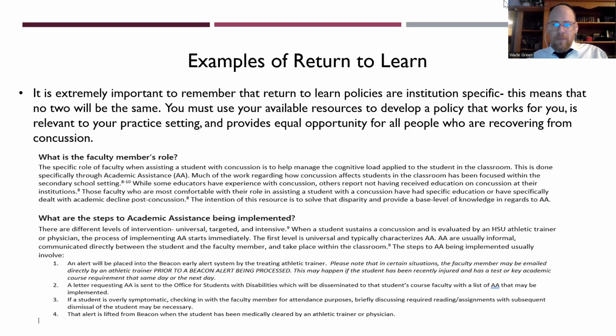So obviously, when a student sustained a concussion at my previous institution, the athletic trainer or physician implemented that process of academic accommodations or academic assistance immediately, right? And with the way we set it up, we described that academic assistance as something that was informal and developed, and essentially involved direct communication between the patient and the faculty, right? So we had our own process for setting that up. We had an electronic alert system that we would enter an alert into that would alert the faculty, right?